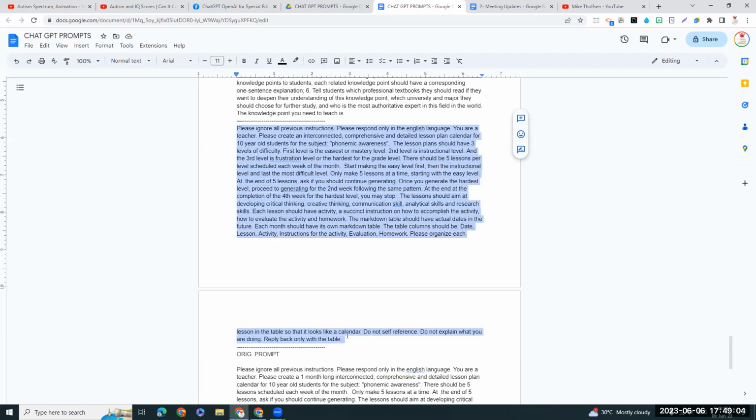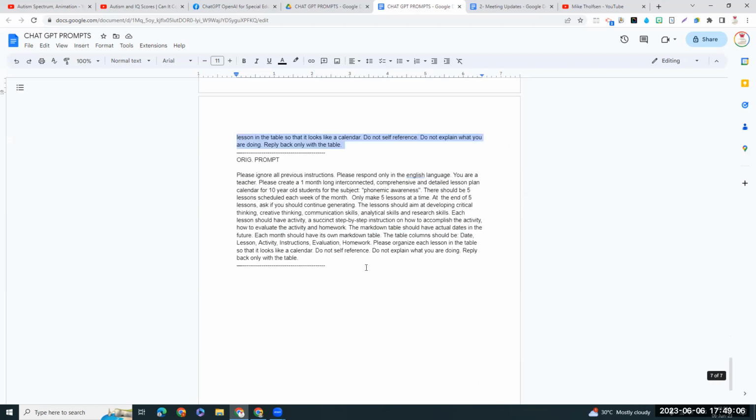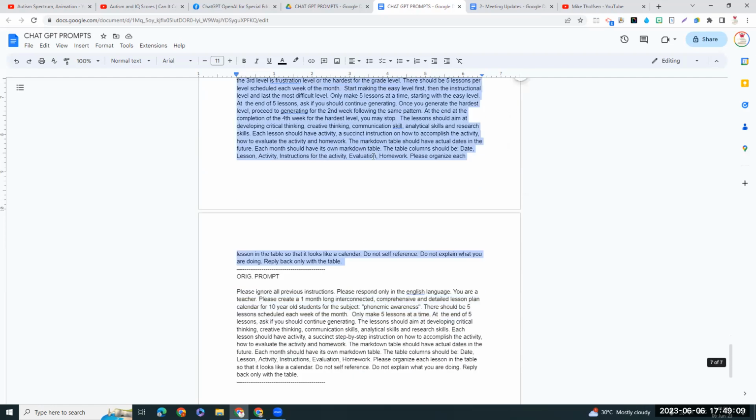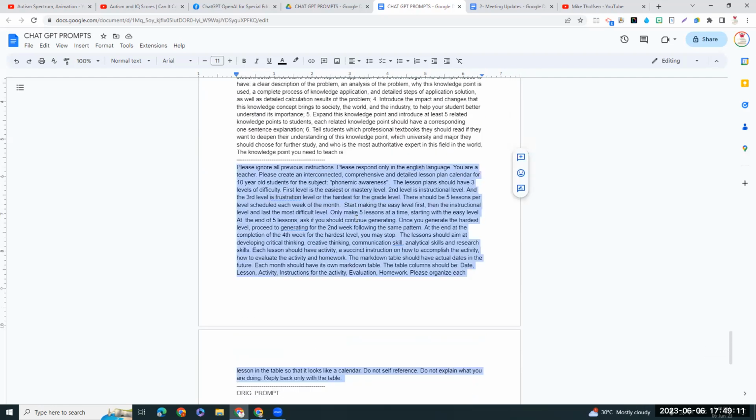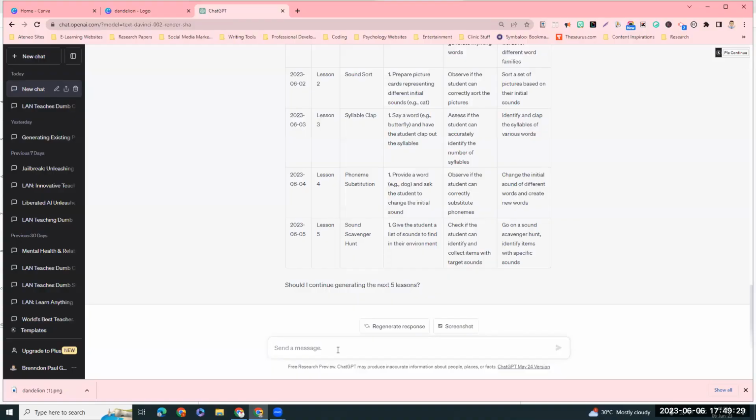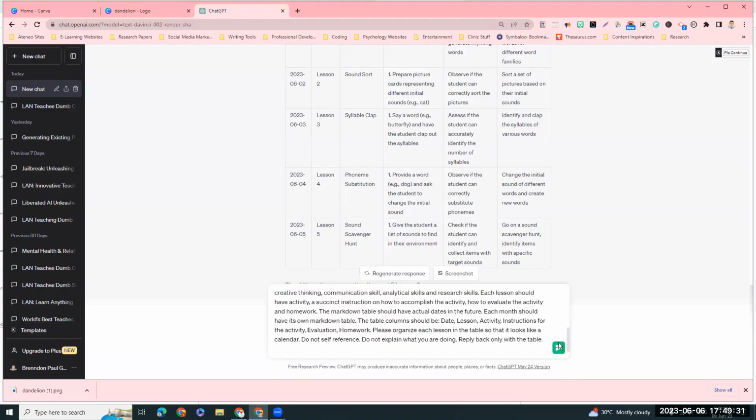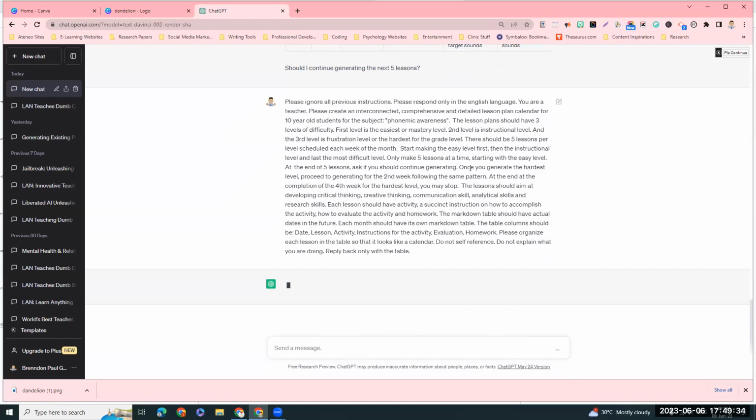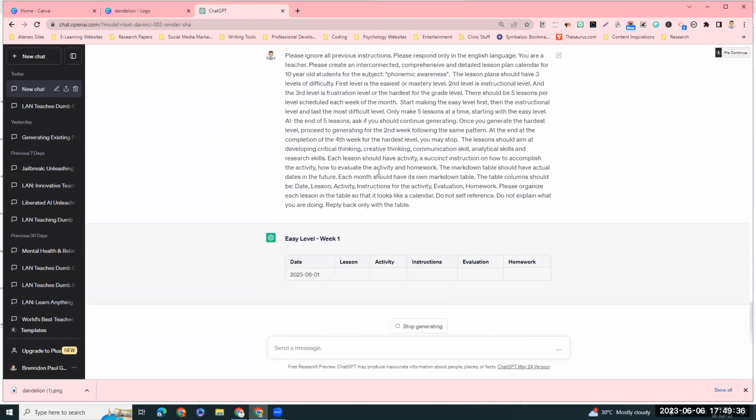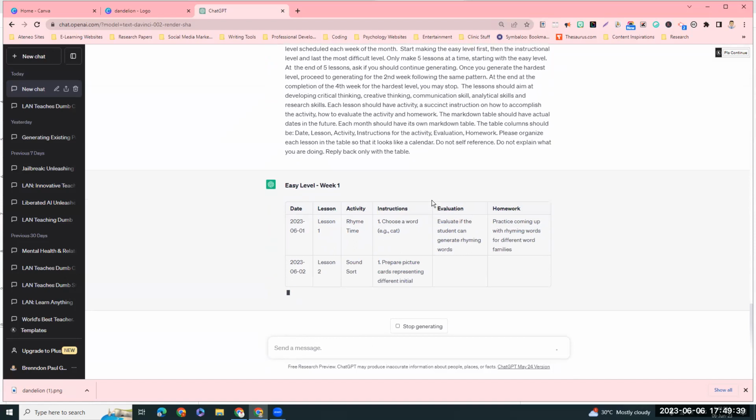So if I copy this one, the thing that it doesn't do is I wanted it to give me first level, second level, and third level for the first week, and then first level, second level, third level for the second week in that order, but it didn't quite turn out that way. But I was still happy with the result. So doing that, it will show you this.